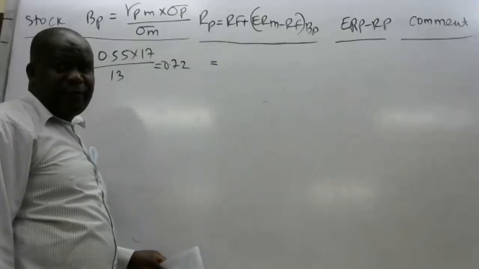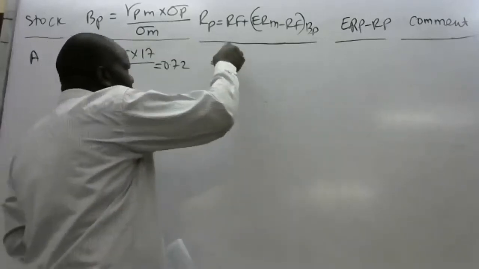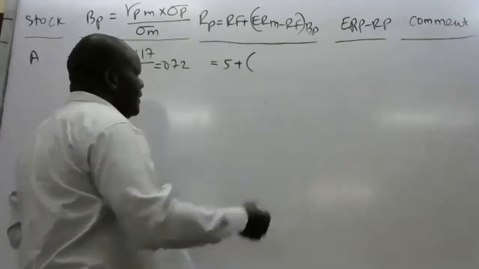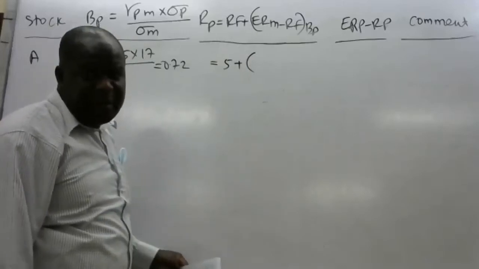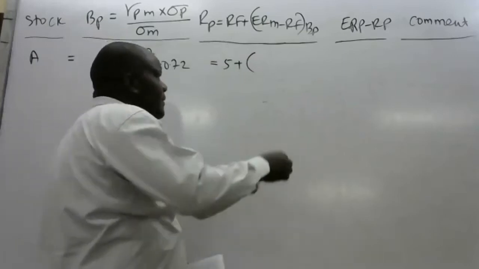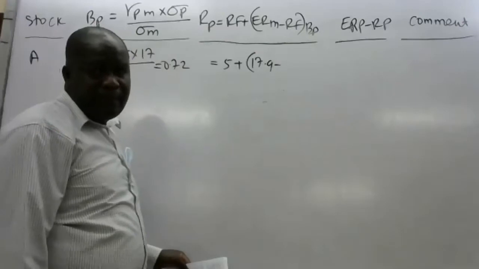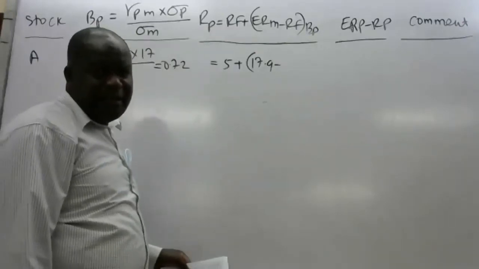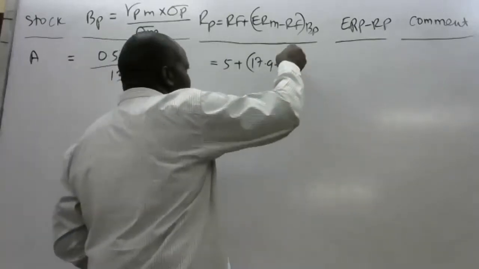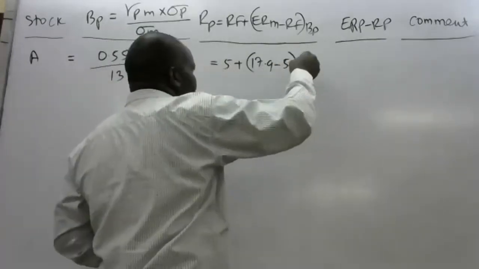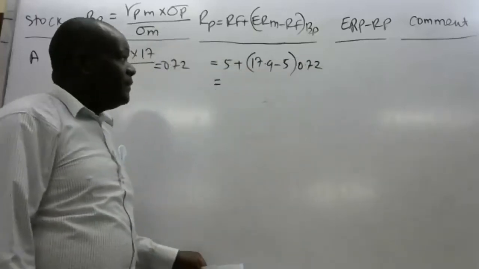So we get the return for the portfolio. The risk-free rate was given, it was 5. Then plus the expected return for the market. Was it 17.9? Just a confirmation. Yeah. Then 5, so the beta is 0.72.